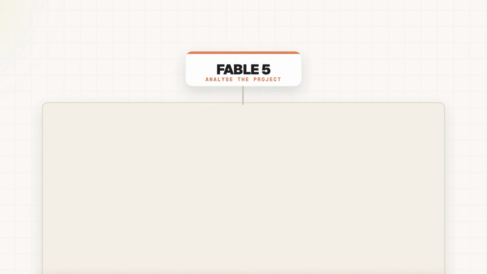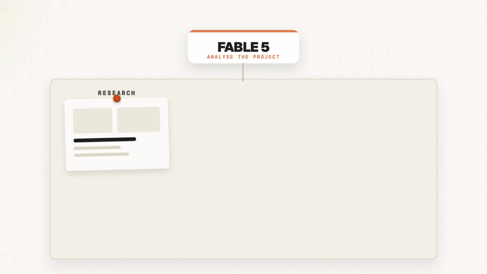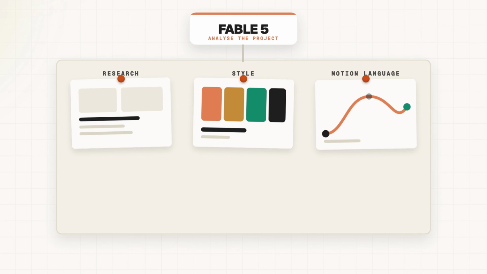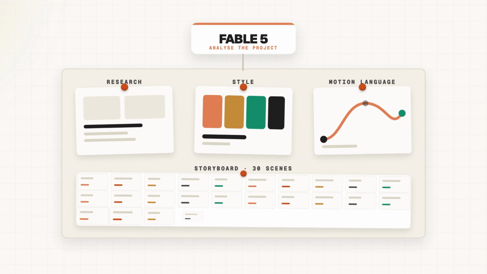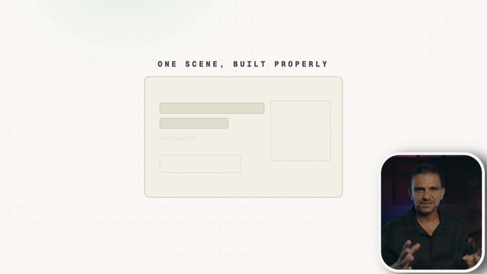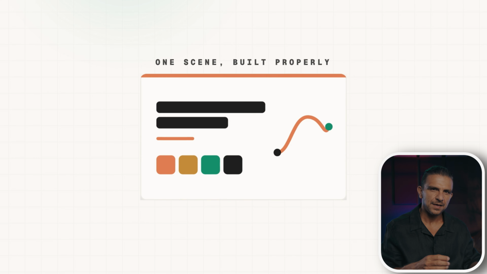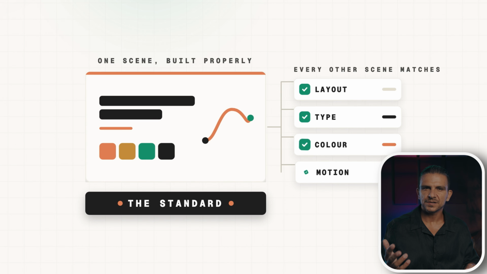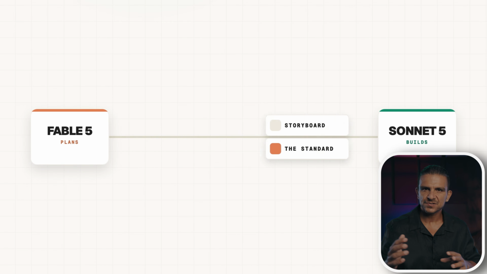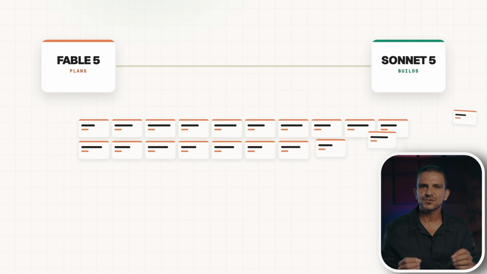First, I would use Fable to analyze the project. It would research the visual direction, choose the style, define the motion language, and create the complete storyboard. Then I would ask Fable to build 1 finished scene. That scene would become the quality benchmark. Once I approve it, I would give the storyboard and the reference scene to Sonnet 5 and have it create the other 29 scenes. So in a nutshell, use Fable to plan and prove the direction once.